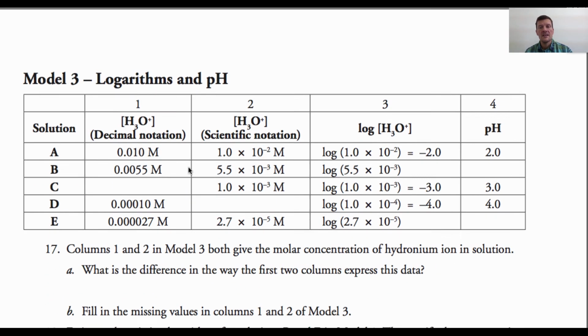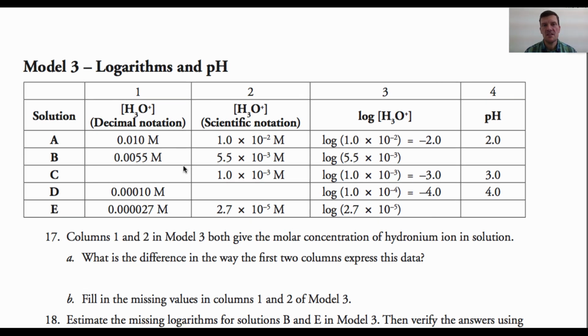All right, now let's see how this applies to pH, because for pH, you need to know logs in order to calculate it. Here we have Model 3, and Model 3 is giving us the concentration of hydronium, and it's given in two forms, decimal notation and scientific notation. These two values are equal. They're just written in different forms. And then it's taking the log of that concentration, and then it is showing us the actual pH. And we're going to use this model to discover how pH is actually calculated.